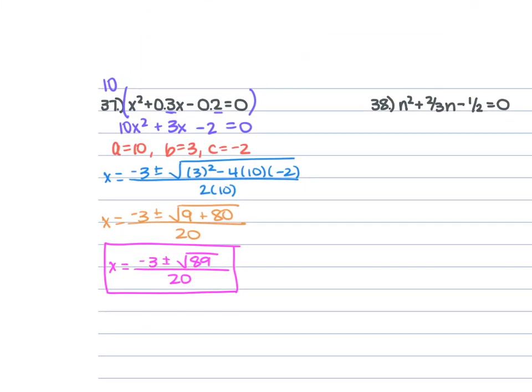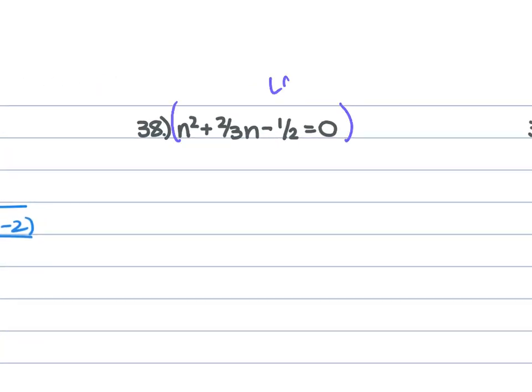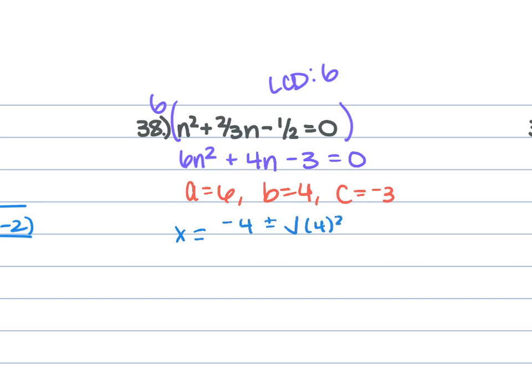For 38, we're given n squared plus 2/3 n minus 1/2 is equal to 0. So our least common denominator here is 6. We'd multiply everything by 6 to give us 6n squared, plus the 6 and the 3 simplified become 1 and 2, so 2 times 2n is 4n. The negative 1/2 times 6 is negative 3 is equal to 0. So our a is 6, our b is 4, our c is negative 3. So x is equal to negative 4 plus or minus the square root of 4 squared minus 4 times 6 times negative 3 all over 2 times 6.